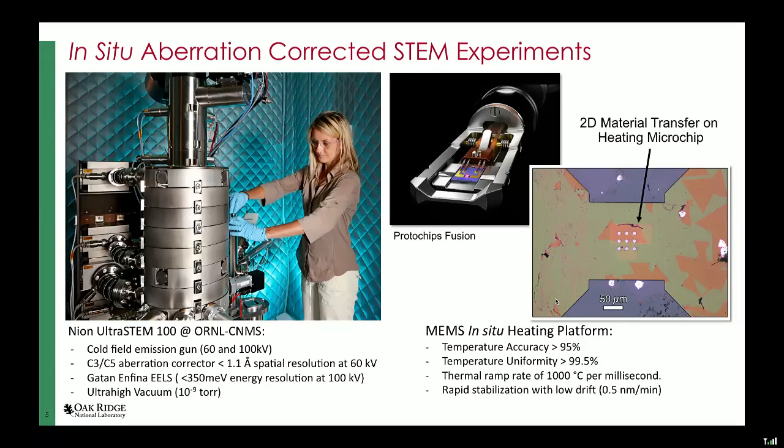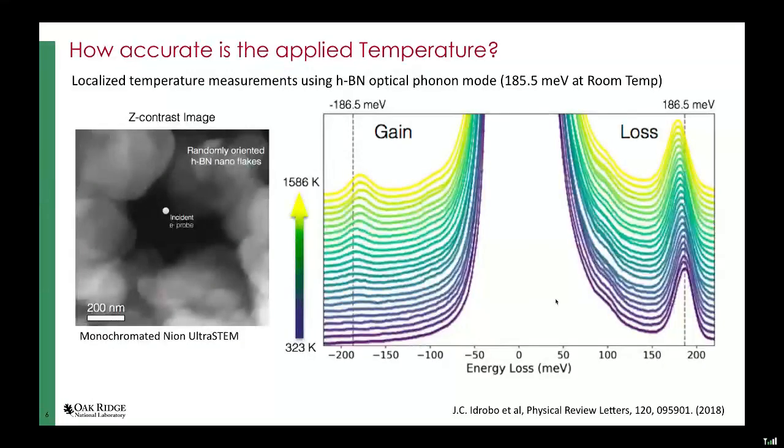The second component is a MEMS-based in situ heating platform, such as the Fusion system described by Protochips, in which we can transfer two-dimensional materials directly onto the heating chip platform and perform heating experiments with controlled temperature at high accuracy, with high temperature uniformity, fast heating and cooling rates, and rapid stabilization with low drift.